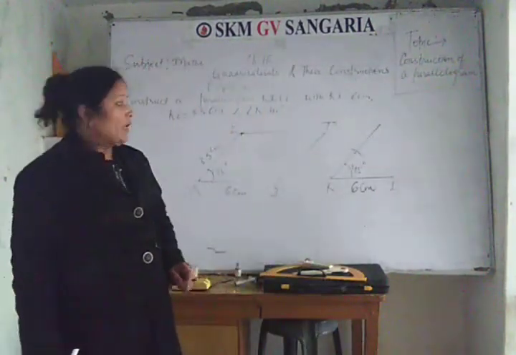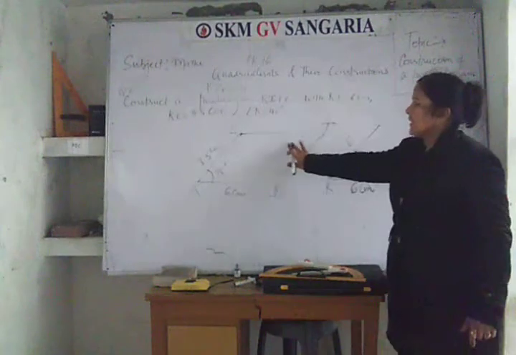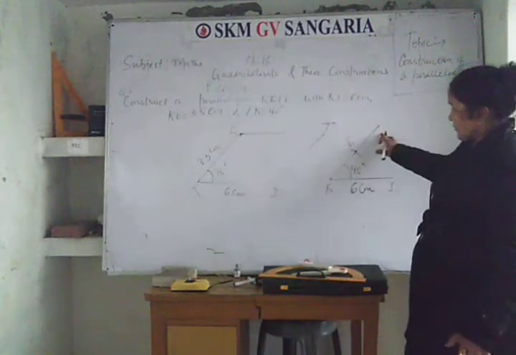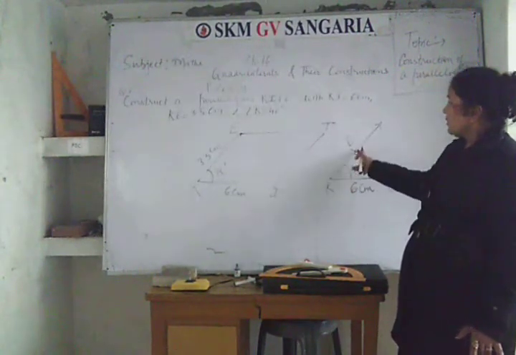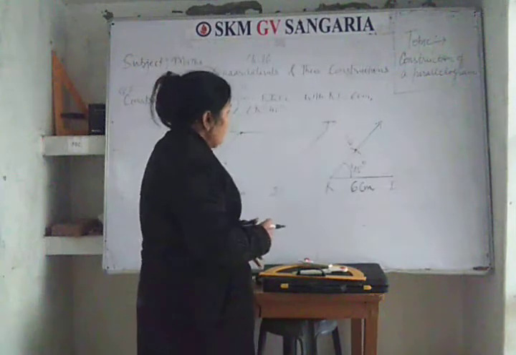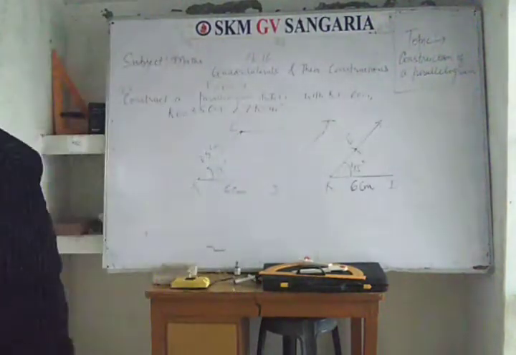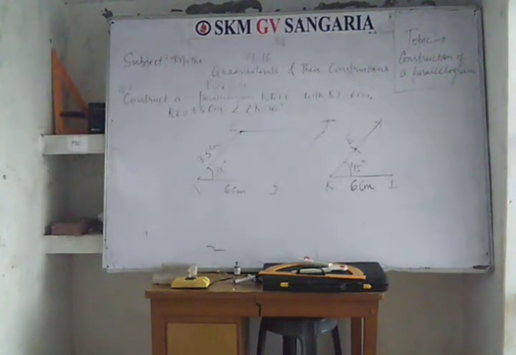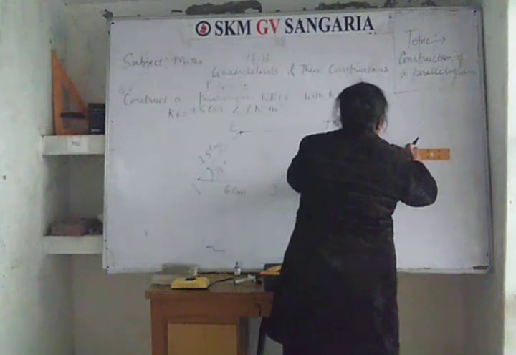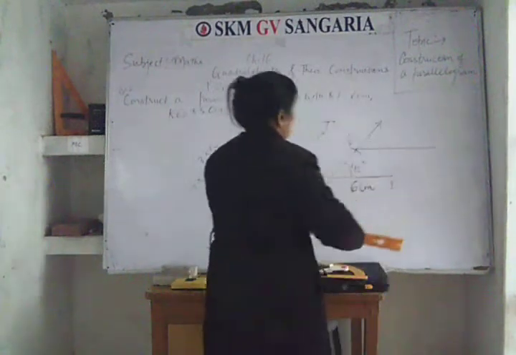This is an arc. Let it intersect at point E. This is a rough sketch for your convenience. Let it intersect the ray at E. Then, taking E as vertex, draw a straight line parallel to KI.